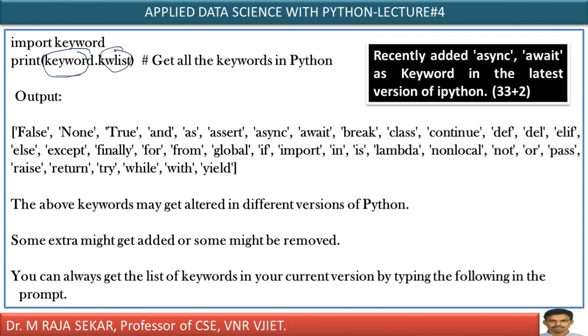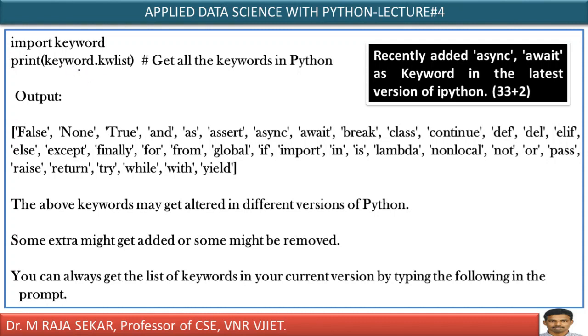What is this kw list? It is a list. List is a data structure which can hold a bunch of values. I will discuss what is list. For the time being, just understand, list is a data structure in which you can store a bunch of values. Print keyword, the name of the module, dot kw list, this is the list.